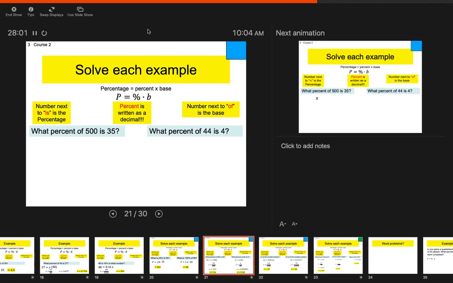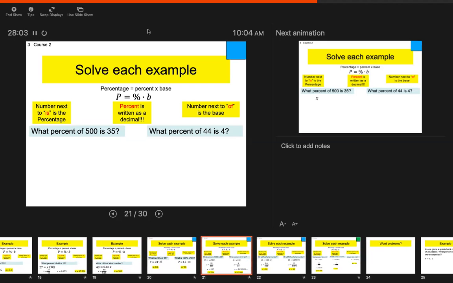Box 3. All we're doing is going through the 3 possible ways they could say this. Go for the easy money. The easy money is the, there's none of them are easy. Oh, wait. Of 500. Okay, that's got to be your B. So that would make the is 35, that's your P. So that means we're solving for a percent. Can you see that? Yeah.